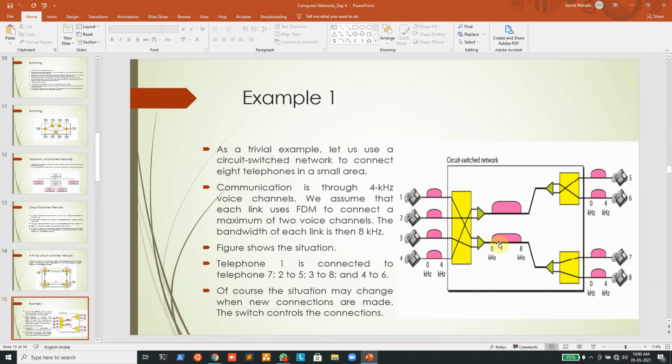So again, using this switch we will have a communication channel to another switch. Since this was the first input, the first output will be of telephone 1, and using this first output I can see that telephone 1 is actually communicating with telephone 7. Similarly, telephone 2 is connected to telephone 5, telephone 3 is connected to telephone 8, and telephone 4 is connected to telephone 6. So this is an example of how a circuit switching network will actually work.